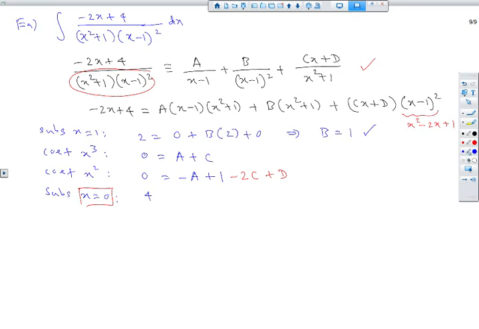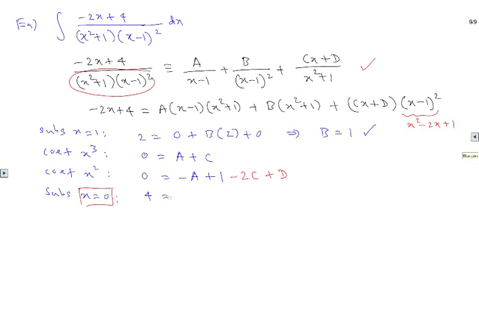So if you do that, you get 4 on this side. If you substitute 0, x is gone, so you get a times negative 1, so it's a negative a. And from this next one you're going to get b, but b equals 1. If you plug in x equals 0, it's going to go, so you get d. If you plug in x equals negative 1, negative 1 squared is 1, so you get a d.